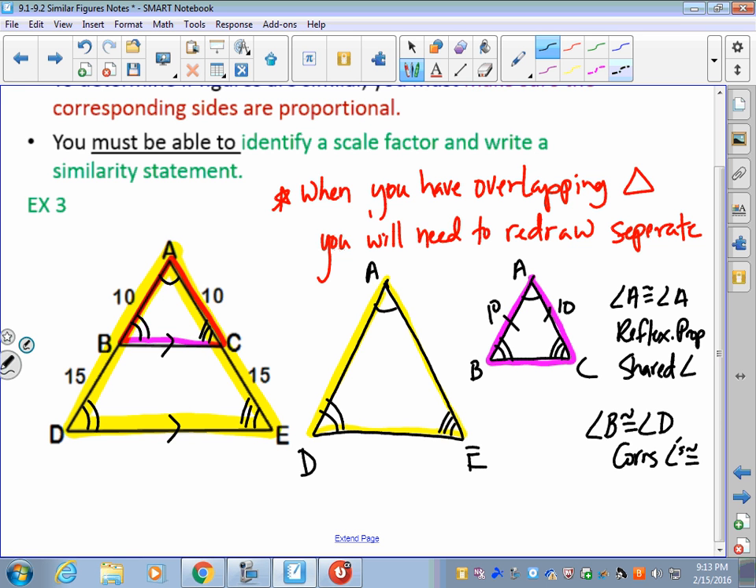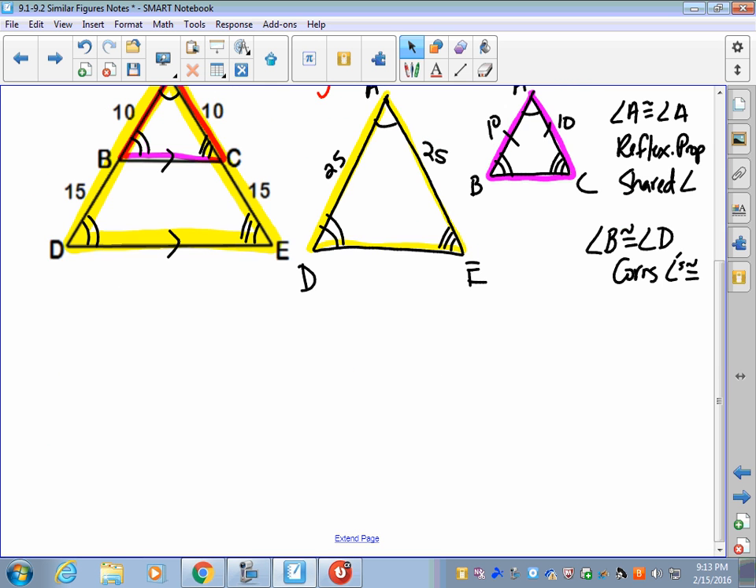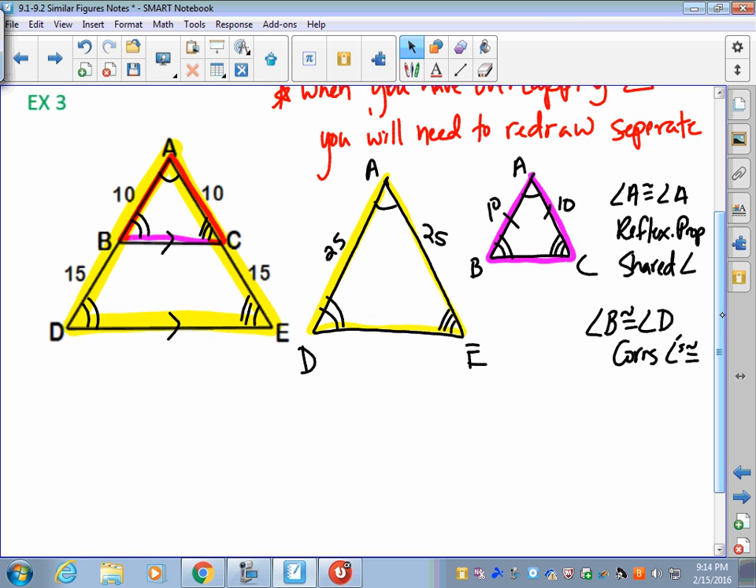If I'm looking at A to D, that's 25, I believe. Yeah, and 25. It is also isosceles. Well, if I have two isosceles triangles with all three angles congruent, I need to check the corresponding sides to see if they're proportional. Now, I don't need to do this twice. I just need to do this once because I know two of them are the same.